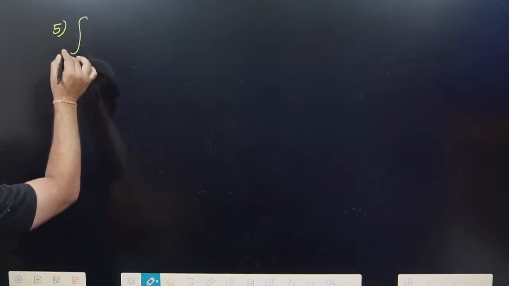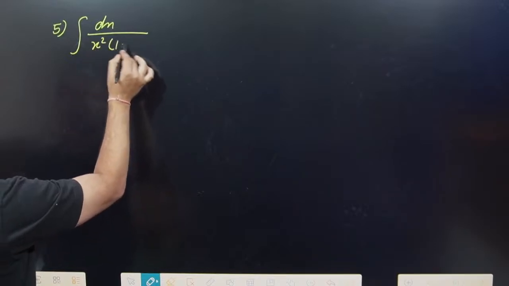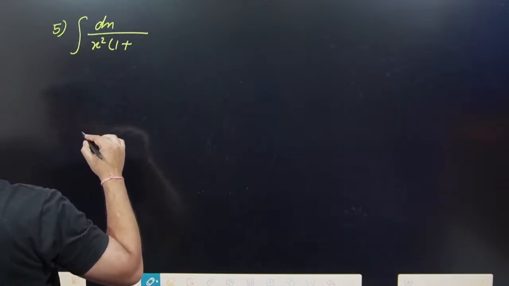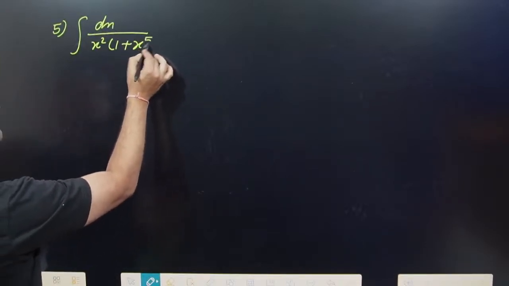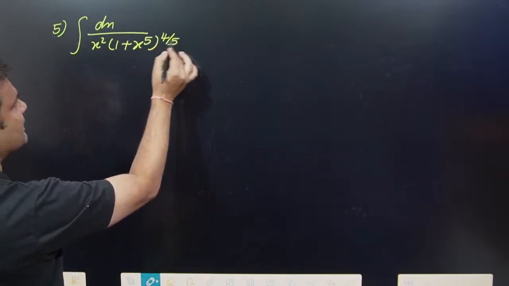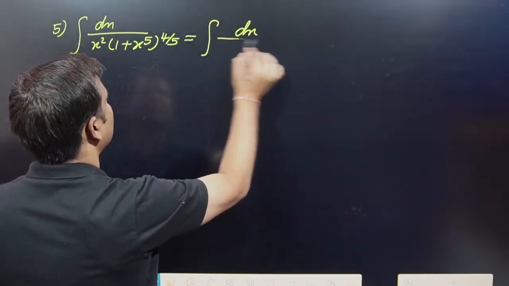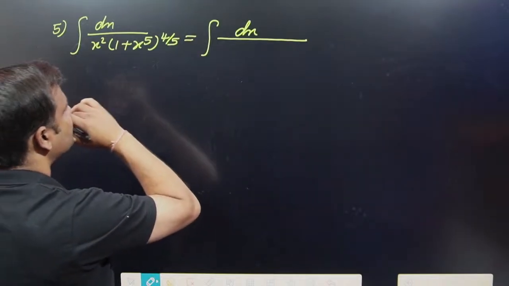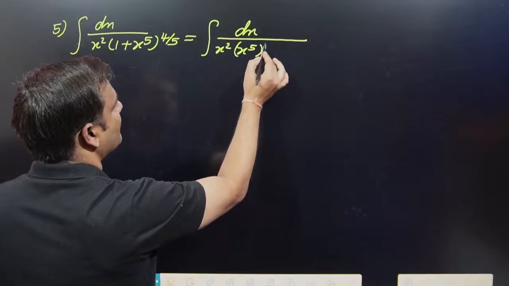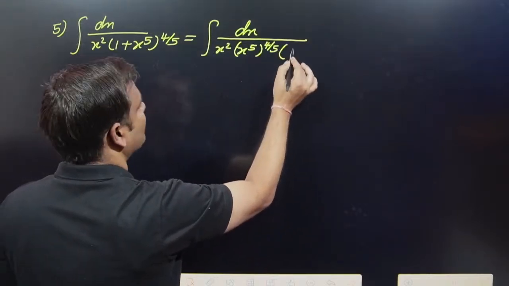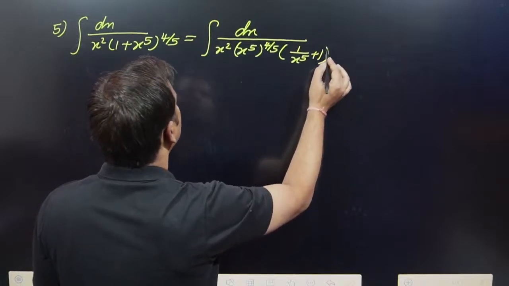Question number 5: integration of dx divided by x square into (1 plus x to power 5) to whole power 4 by 5. How can we do this? Simply, x to power 5 is common, so this is x to power 10 dx divided by (x to power 5) to whole power 4 by 5 into (1 upon x to power 5 plus 1) to whole power 4 by 5.